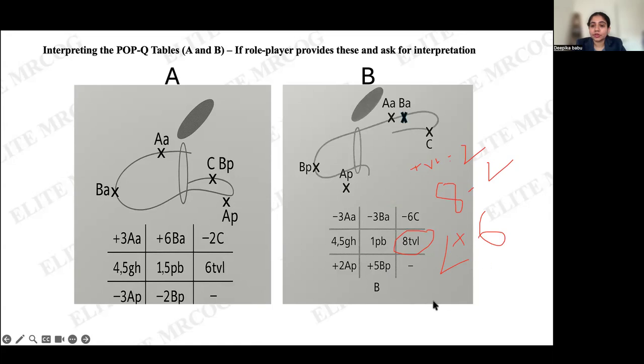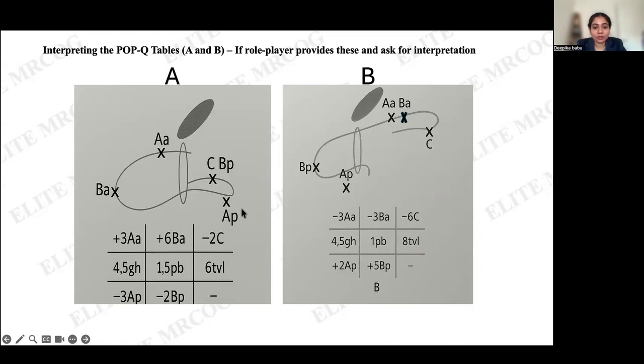Okay, ma'am. So it is less than +6, so it is stage 3. If it is more than or equal to +6, then it becomes stage 4. So it's a rectocele. Here it is less than +6, so it becomes a stage 3 rectocele. Got it? Thank you so much, ma'am.